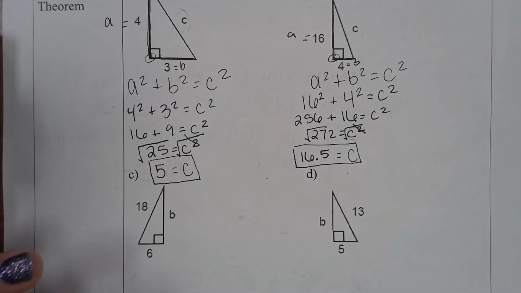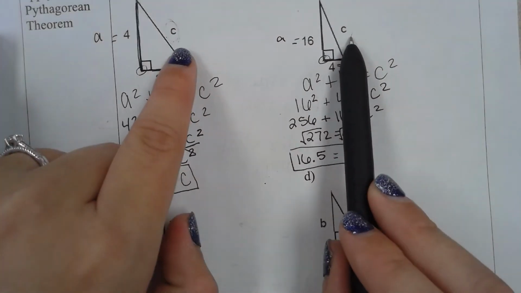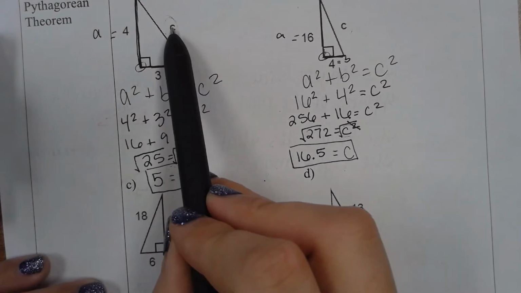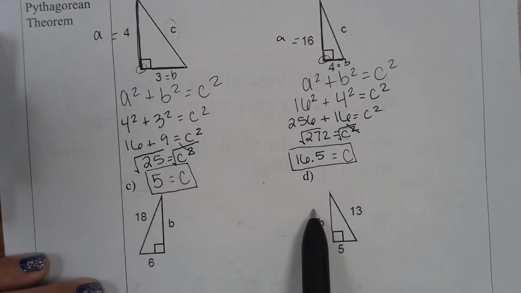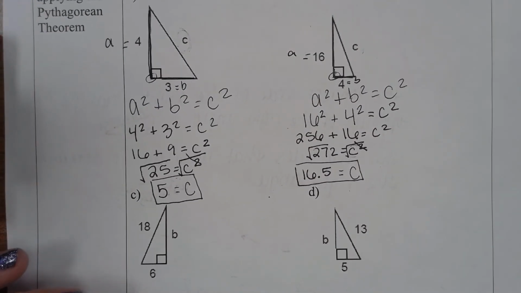And the main thing to remember, guys, is your hypotenuse is always your biggest side. So if it's always your biggest side, just make sure that whatever answer you get, if you were to plug it back in for C, that it is the biggest side. So notice how 5 was bigger than 4 and 3, and notice how 16.5 was bigger than 16 and 4. Okay?